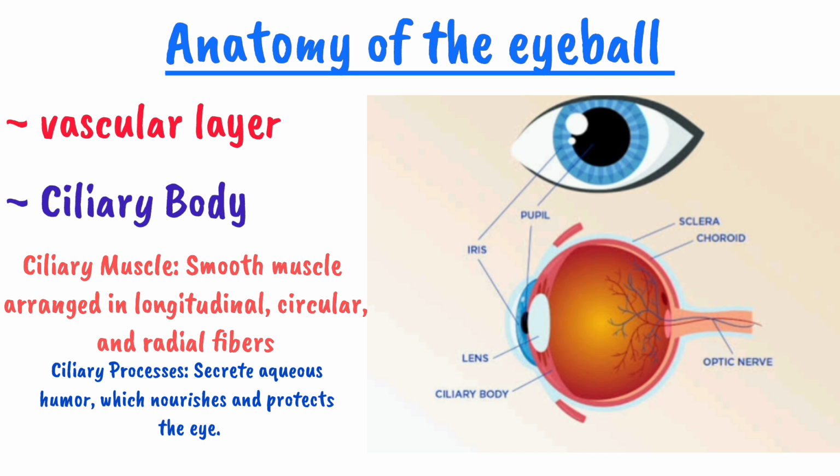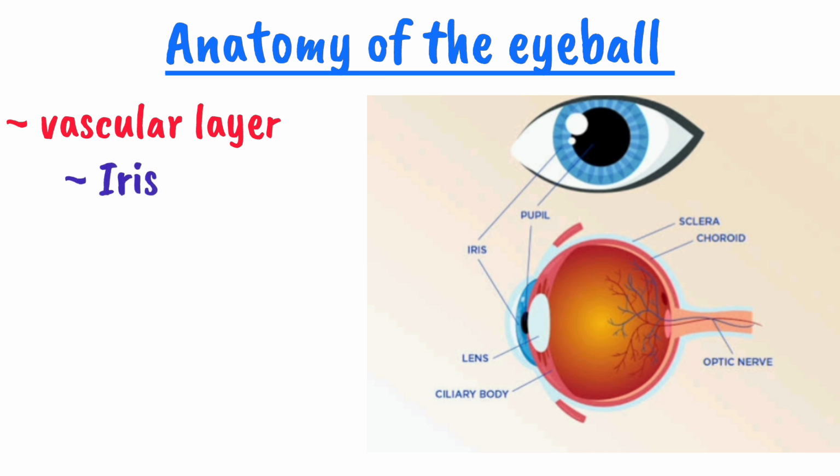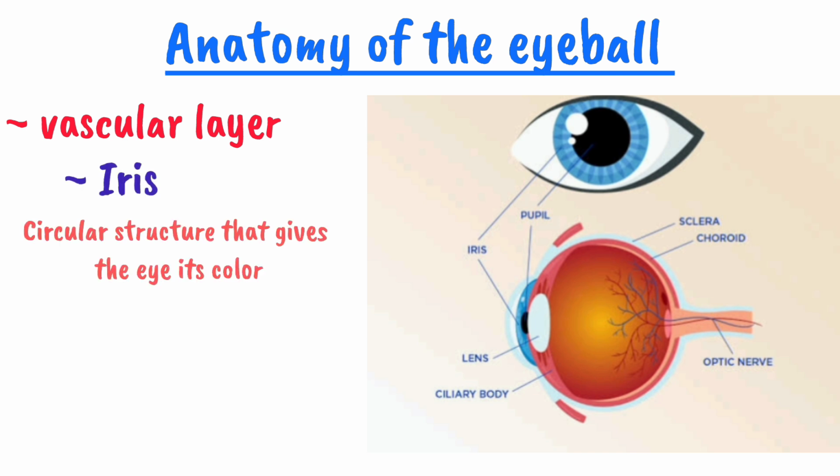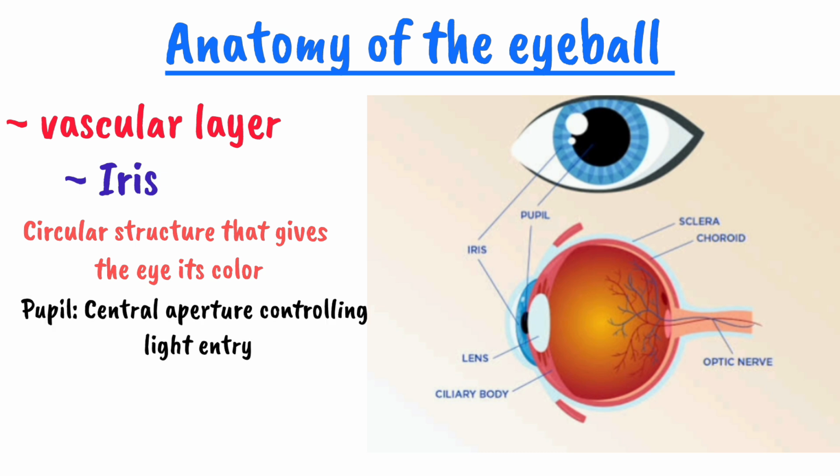So still under the vascular layer, we have finally the iris. The iris is a circular structure that gives the eye its color and controls the size of the pupil, which is the central aperture that regulates light entry.